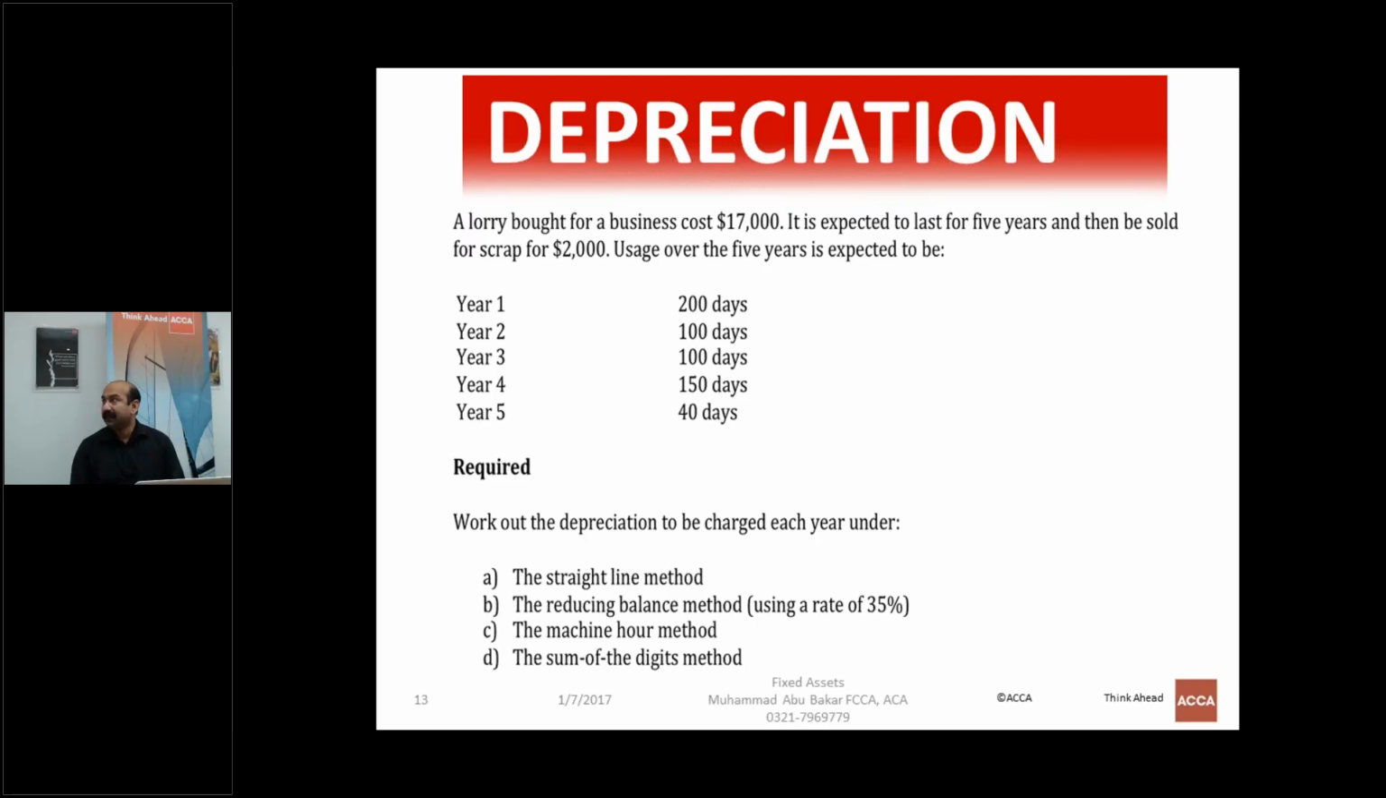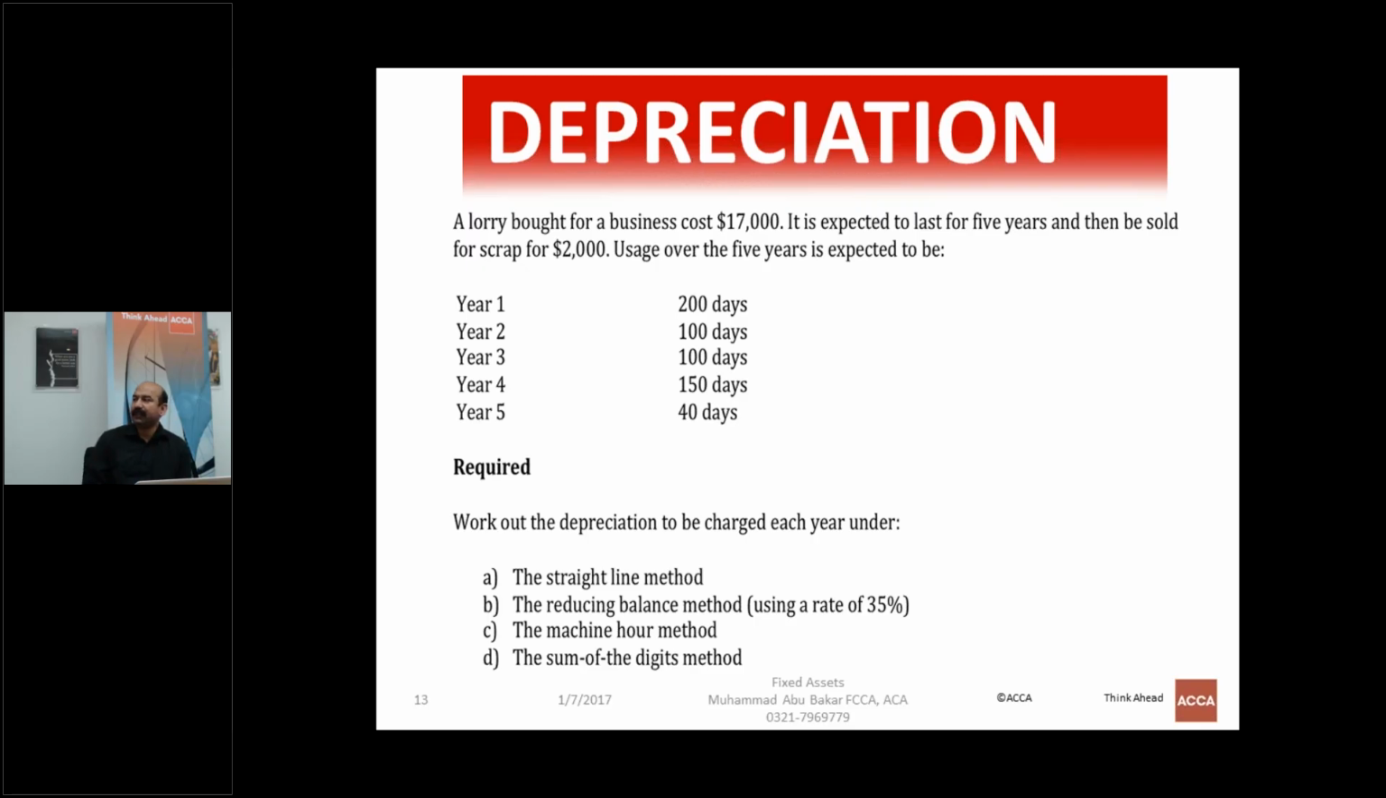No, please answer. Straight line method, simply. People are saying it will be 3,000. Lots of people are saying 3,000, correct. Okay, for each year, very right. So this is solved. Now come to the reducing balance method.